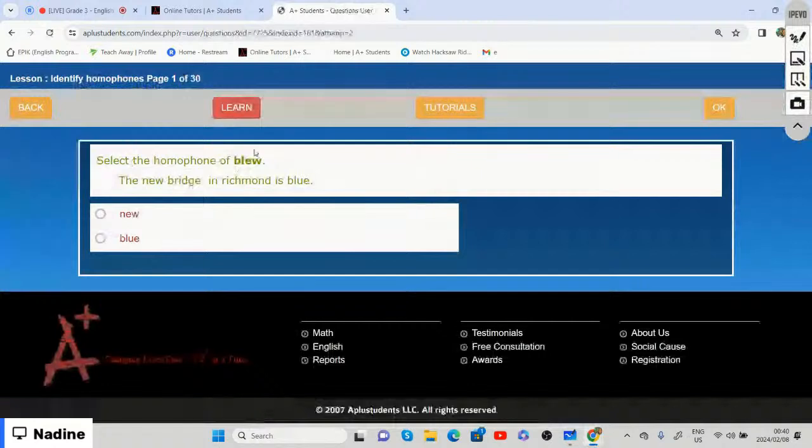We need to select the homophone of blue. Blew, blue. The new bridge in Richmond is blue. So if we look at our options, we need to select the homophone of blue. Is it the first option, which is new, or the second option, which is blew? The homophone of blue, B-L-E-W. It's like to blow something in order for it to cool down.